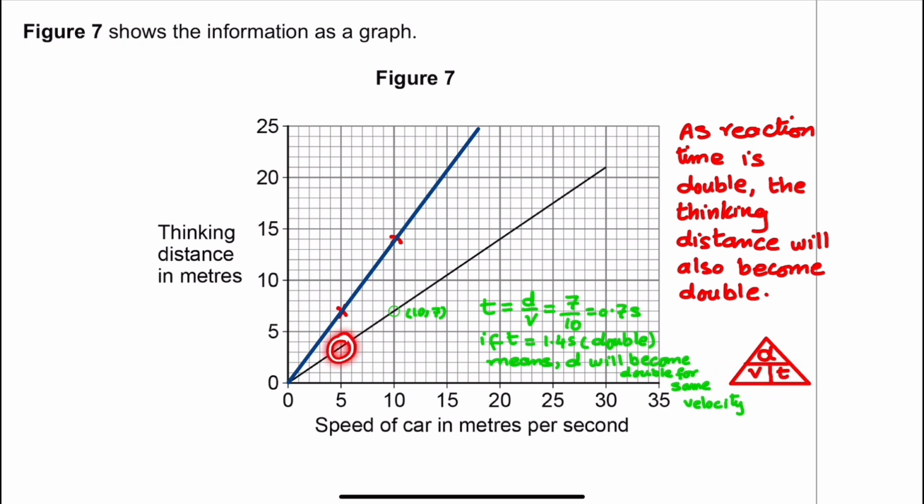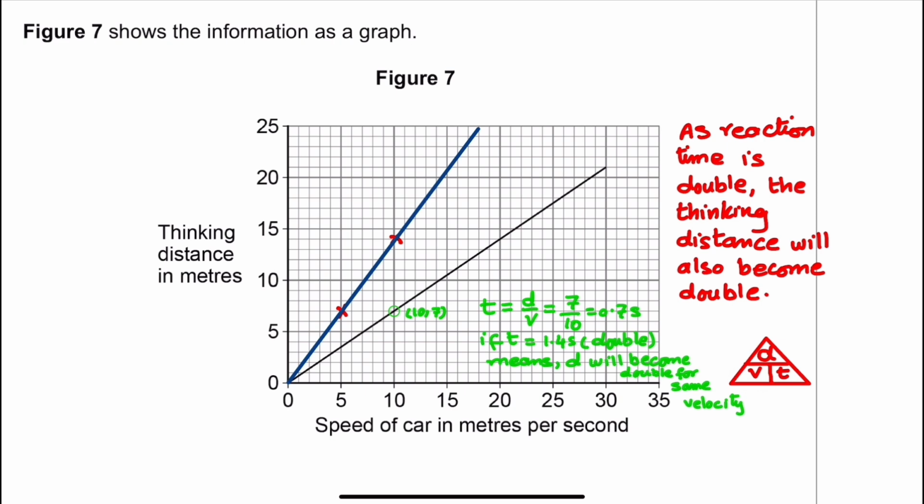If we take this value, that is the thinking distance is 3.5 meters and the speed is 7, if we divide this one, the answer is 0.7 second. If we pick this value, that is 7 meters and the speed is 10 meter per second, if we divide distance by the speed, the time is 0.7 second.